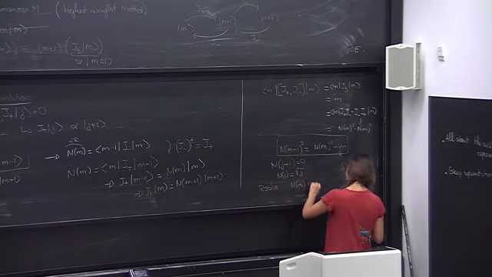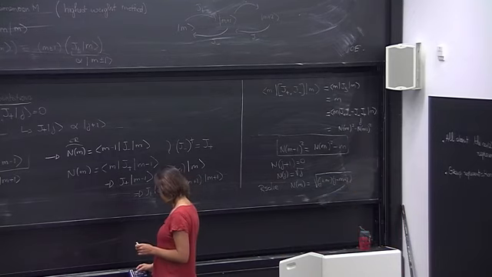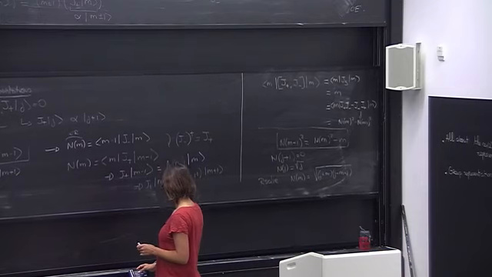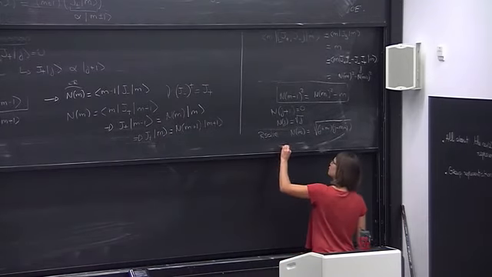And so what do you see here? That this indeed is going to vanish when M is equal to J plus 1. But this is also going to vanish for another value. Which value of M? Yeah. So we also have that N of minus J here is equal to 0.